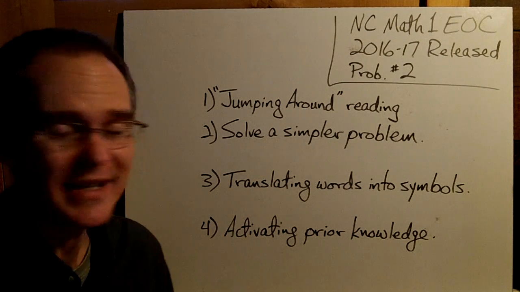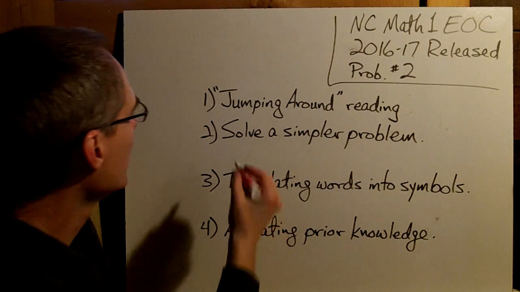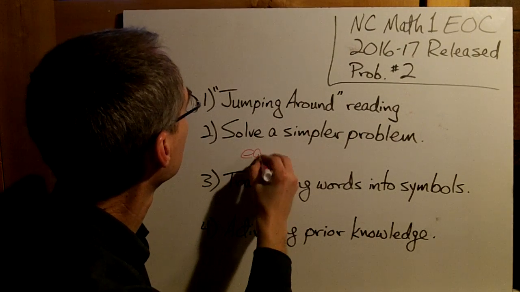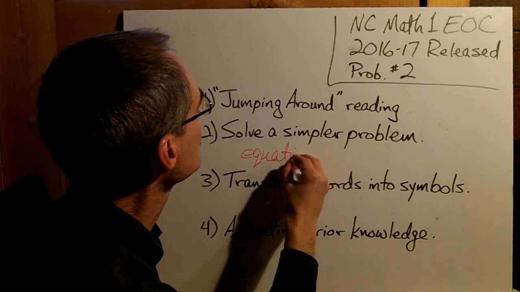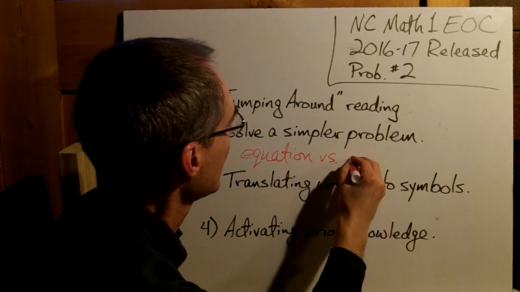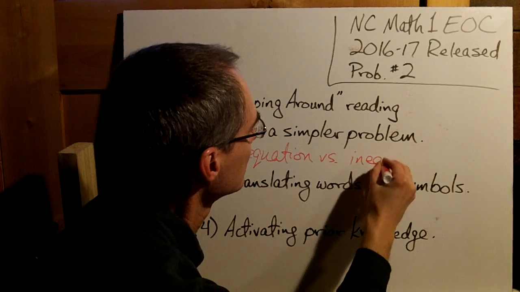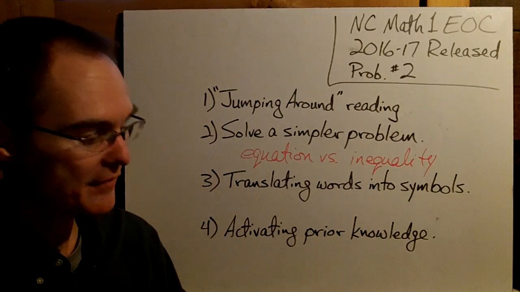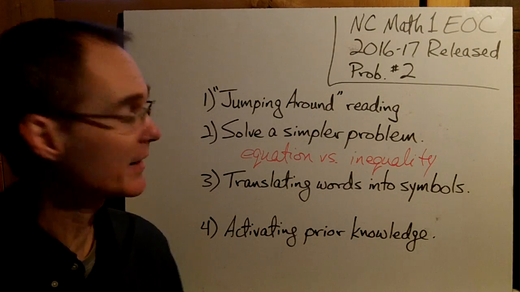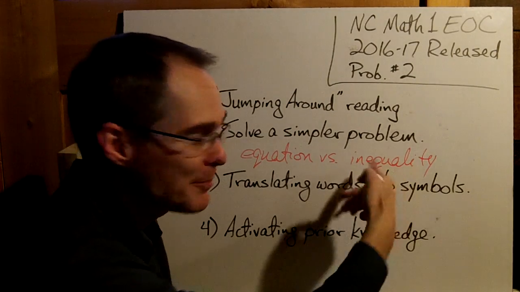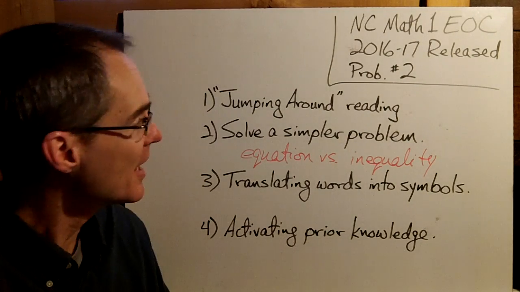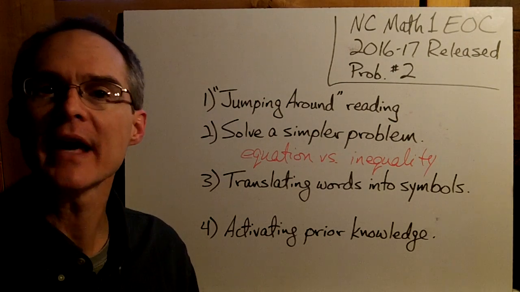Number 2, solving a simpler problem. In particular, notice that I pointed out the difference between an equation and an inequality. And the graph in problem number 2 is clearly an inequality. However, I didn't really pay much attention to the fact that this was a problem about inequalities, because as it turned out, that wasn't really that critical.